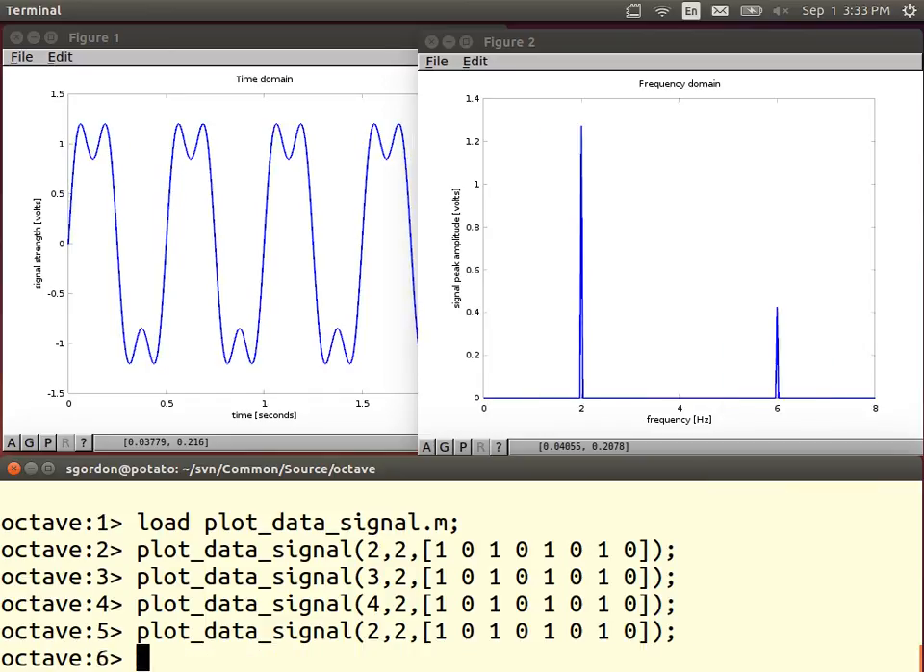What's the period of our signal? Determine the period, frequency, and bandwidth of this signal. Write down the period, frequency, and bandwidth of this signal. The two components, frequency 2 hertz, you need to determine the period and bandwidth.